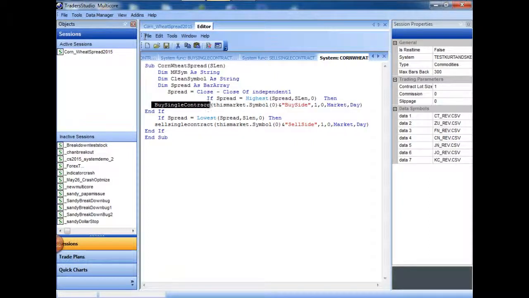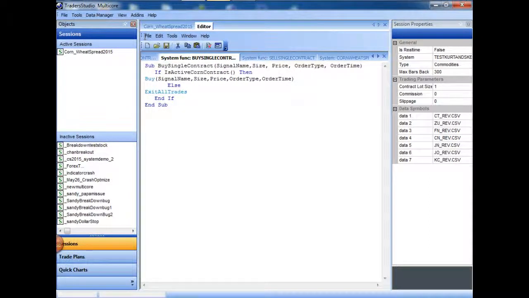You'll see here that we have this buy single contract, sell single contract function. This allows us to only trade the active contract. This is a wrapper we've created in TraderStudio that filters based on active contract. And we have code here that gives us the active corn or wheat contract because they overlap in terms of the spread.